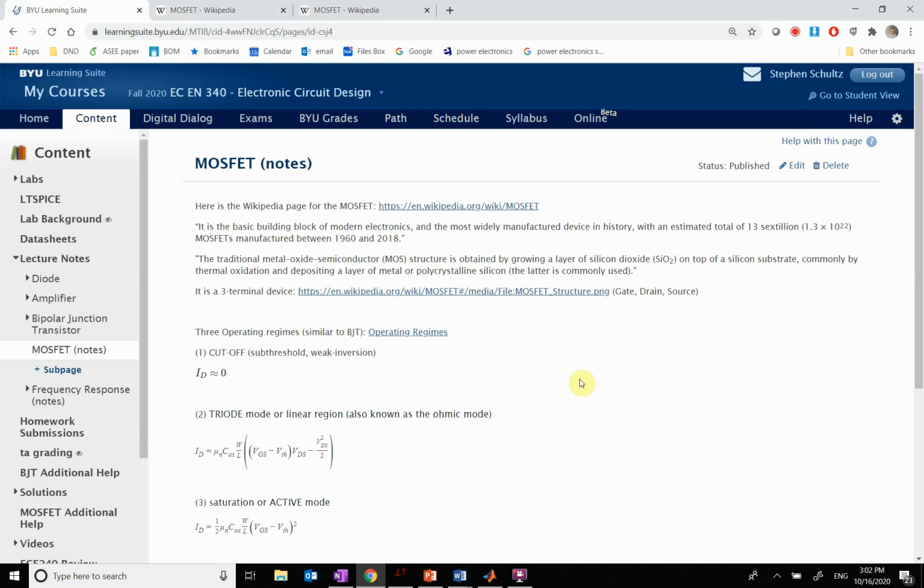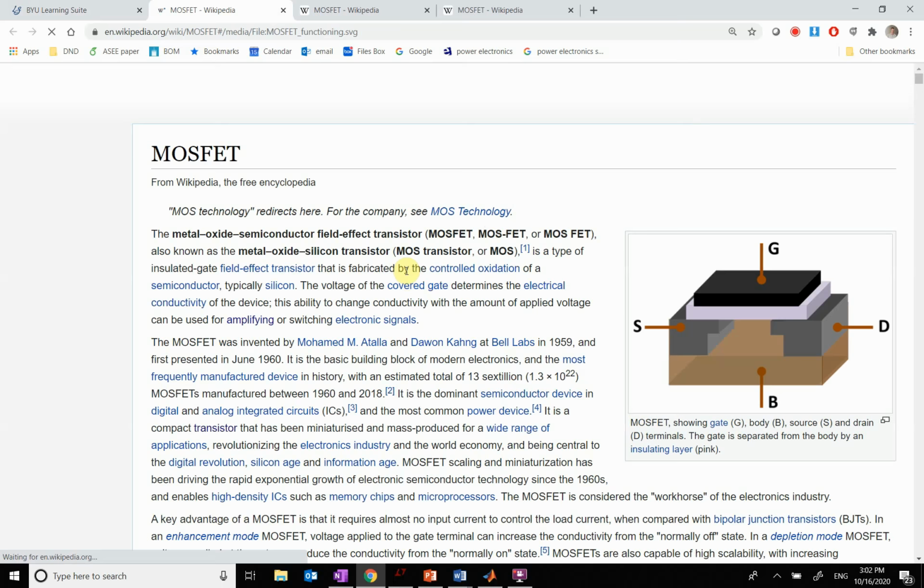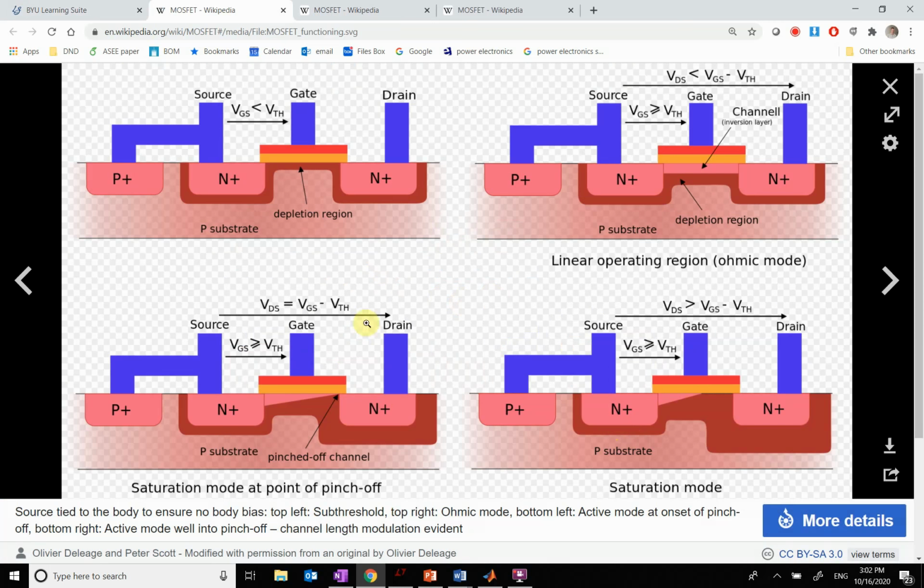Okay, so we need to look at operating regimes and how this works. So let's go here and look. Okay, so here is your basic MOSFET. I have an N region, a P region, and an N region. So this is my NPN region. It also connects over to the substrate over here. We don't really care about that. So we're looking right here.